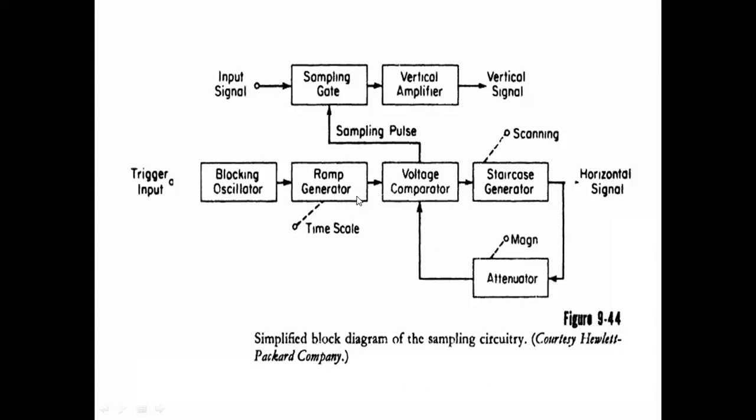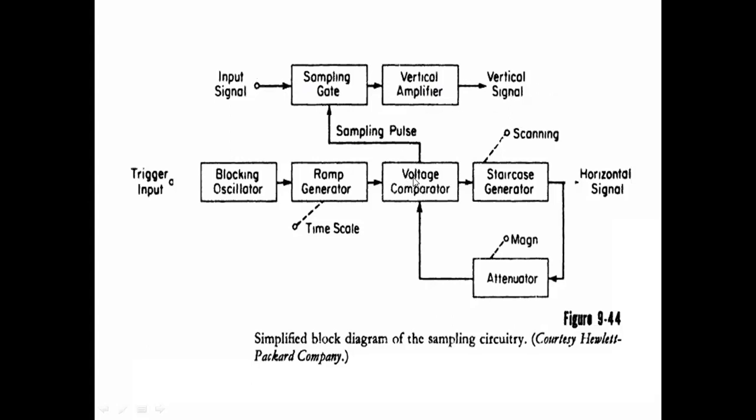That linearly increasing signal is applied to the voltage comparator, and at the same time the staircase generator output is also applied. When these two signals are equal, the voltage comparator produces a pulse. That voltage pulse is applied to the sampling gate, and by application of the sampling pulse, the sampling gate opens. It produces the on pulse, and when it does, the input signal is connected to the vertical amplifier. That will be given to the vertical deflection plates.